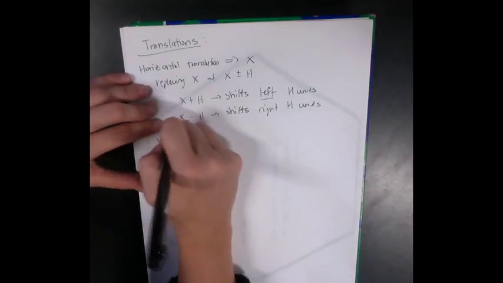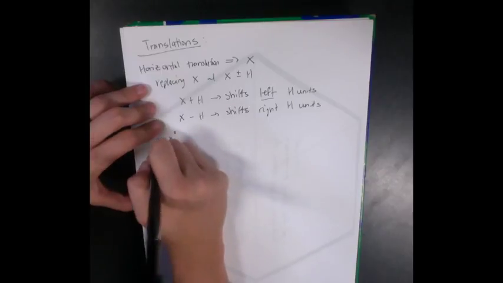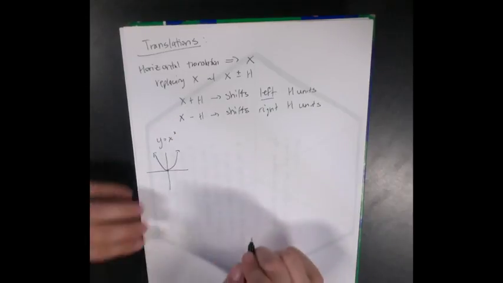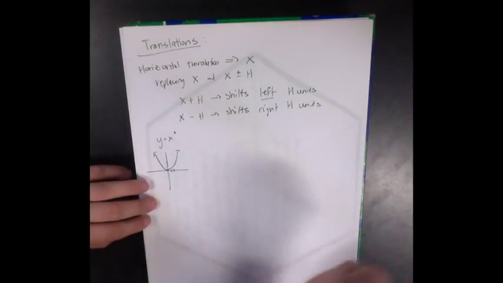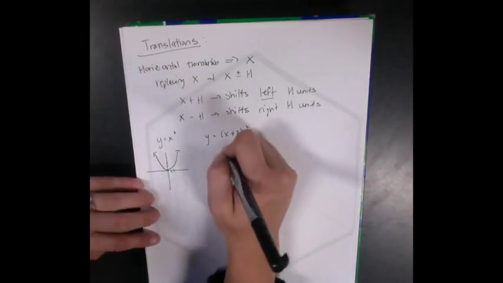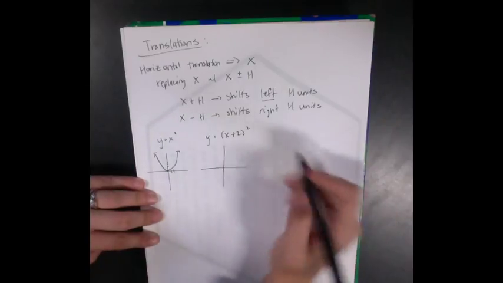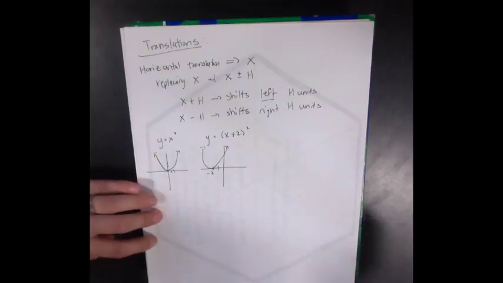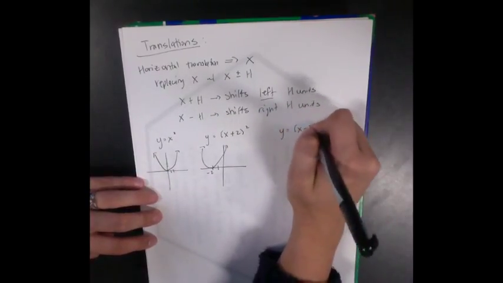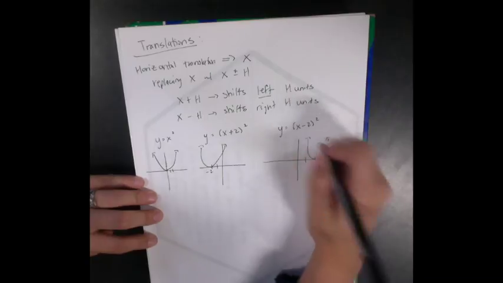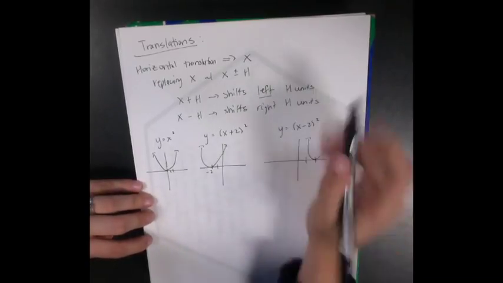So if I started with this graph, y equals x squared, it's at 0, 0. This is 1, 2. Now if I was to do y equals x plus 2 squared, it would move me to the left 2. So now my graph would be at negative 2. Likewise, if I was to have y is x minus 2 squared, I would move to the right 2. Again, the horizontal stuff, the x stuff, is inside the parentheses with the x.